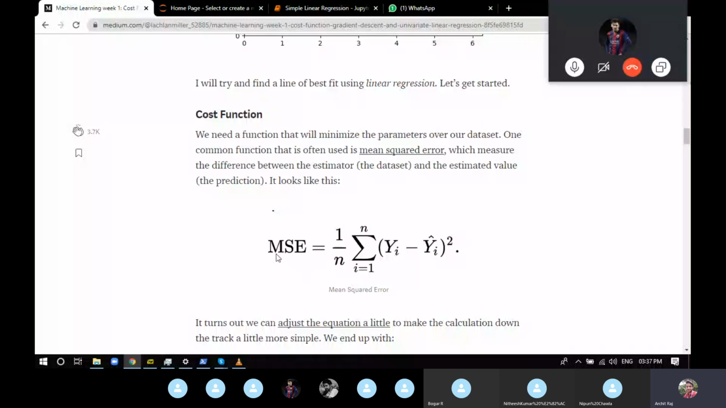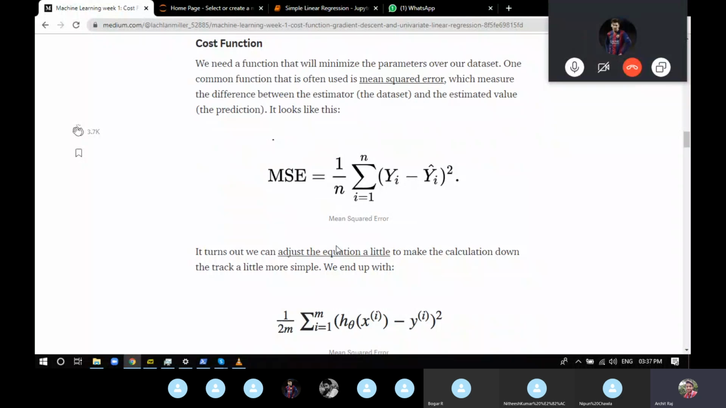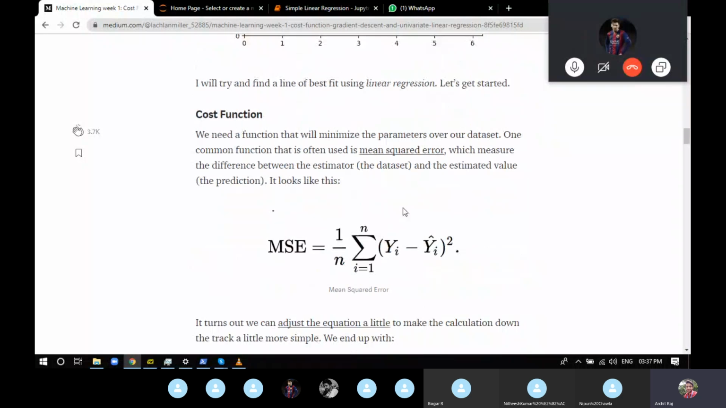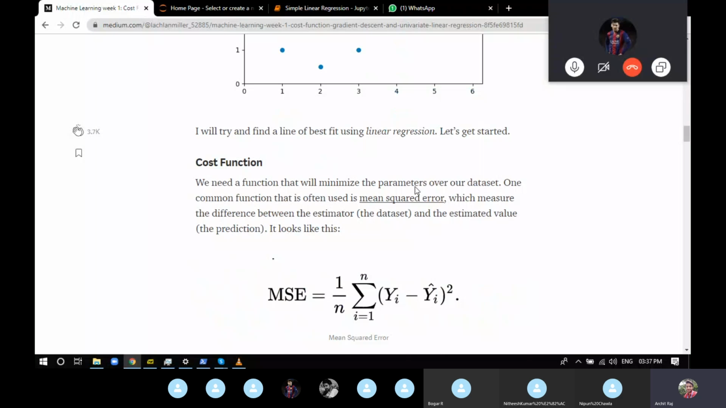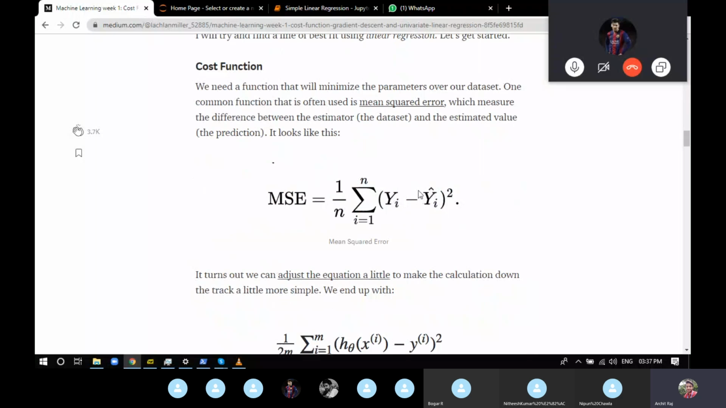Now, as the name suggests, mean, squared, and error. What do we exactly do in mean squared error? I told you how to find the error. The distance between the actual point and the predicted point is the exact error that you try to find out. I told you y hat stands for predicted. So the difference between the actual one, which is yi, minus the predicted one, which is yi hat, is the error.